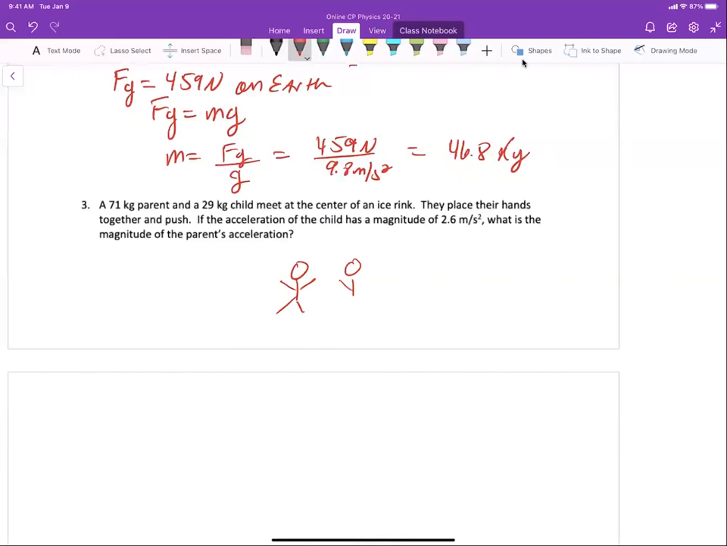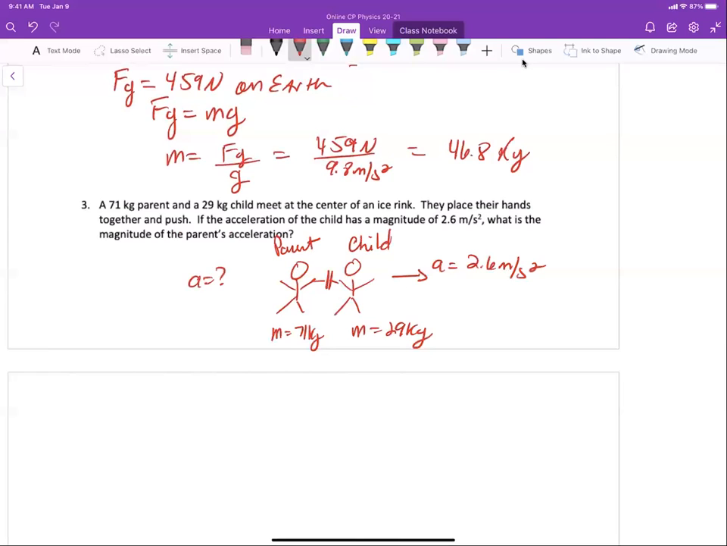A 71 kilogram parent and a 29 kilogram child meet in the center of an ice rink. Here they are, and they push each other. They place their hands together and push. Here's the child, here's the parent, and this mass is 71 kilograms, and this mass is 29 kilograms. The acceleration of the child is going to be 2.6 meters per second squared. What is the magnitude of the parent's acceleration?